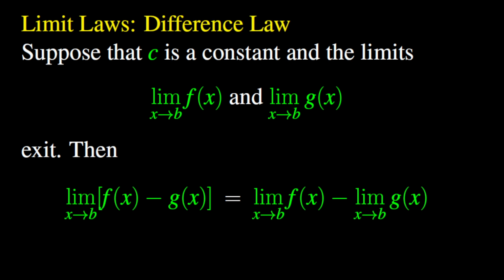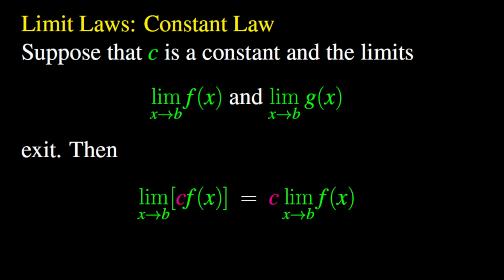The second limit law is the difference law. The limit as x goes to b of the difference f of x minus g of x is equal to the difference of limits. The third limit law is the constant multiple law. The limit as x goes to b of the constant c times f of x is equal to c times the limit as x goes to b of f of x.